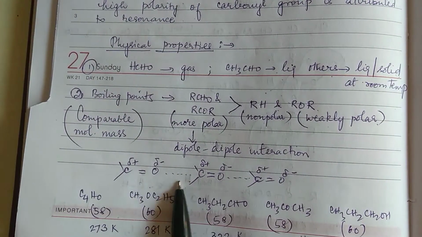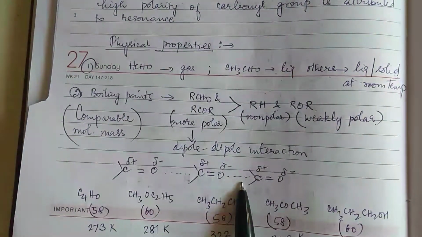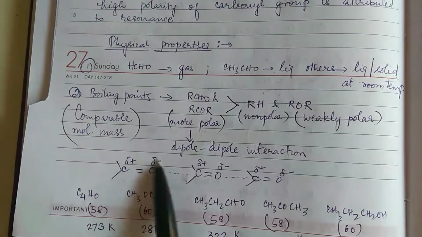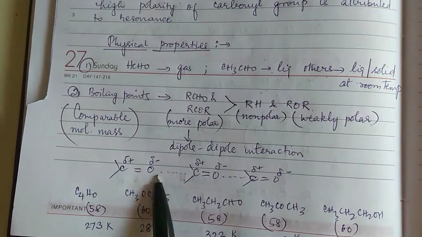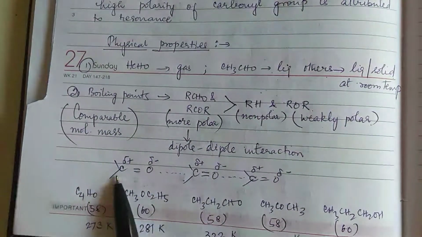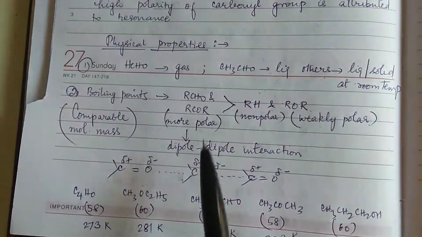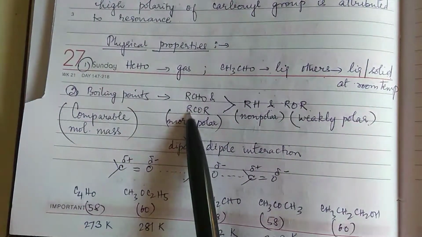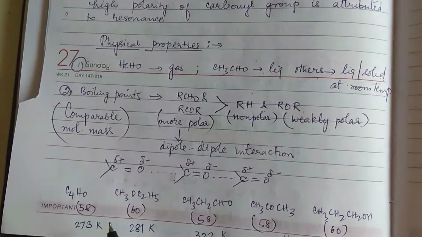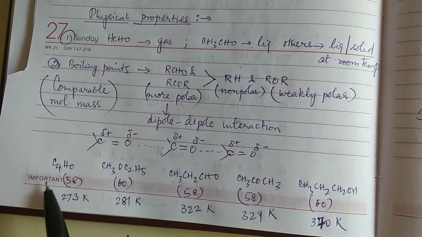So this is what you call dipole-dipole interaction. Yes, this is one dipole, this is another dipole, this is the third dipole, and there is interaction between the two. And because of this dipole-dipole interaction, you find these aldehydes and ketones possessing higher boiling point. Now look at the boiling point here.